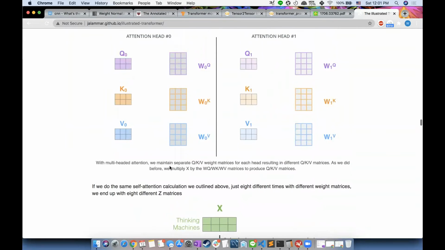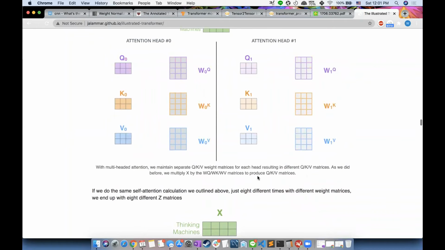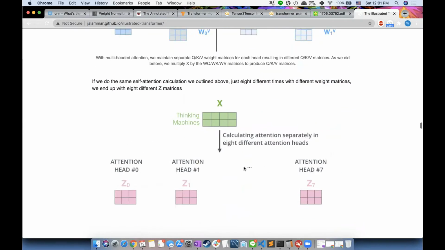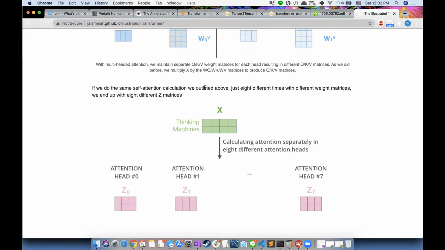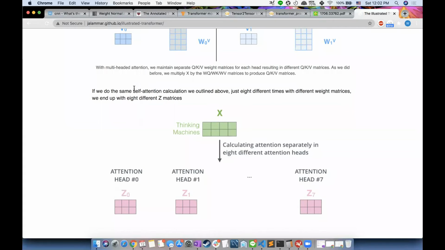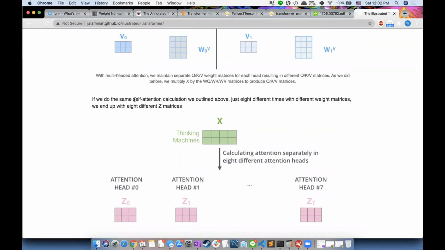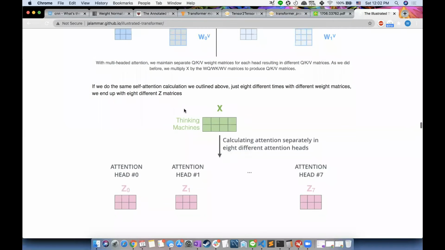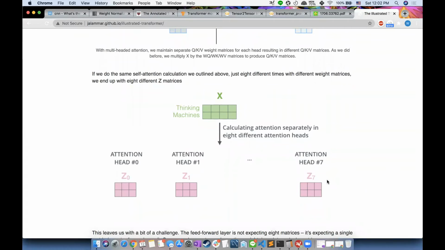And in the end, we're going to concatenate them together, since we split them. And here you go. If we do the same self-attention calculation we outlined above, just 8 different times with different weight matrices, we end up with 8 different Z matrices, right? Because we split our model dimension 8 times, divided by 8, that's 64 each. But in the end, we want to concatenate them together so that we don't change the ultimate dimension.